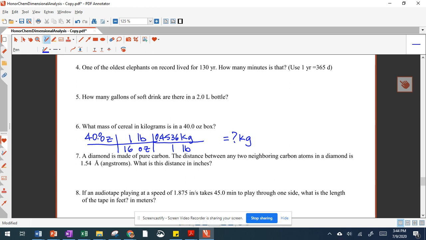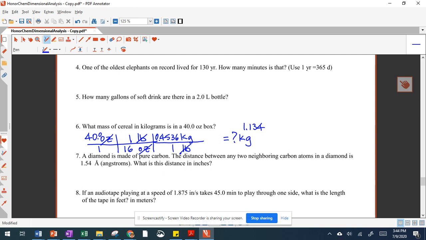So you notice here we can assume what we're given in the problem is over 1. So ounces will cancel out. Pounds will cancel out. And remember, we multiply what's on the top and divide by what's on the bottom. So we have 40 times 0.4536 divided by 16. And that's going to give us 1.134 kilograms.